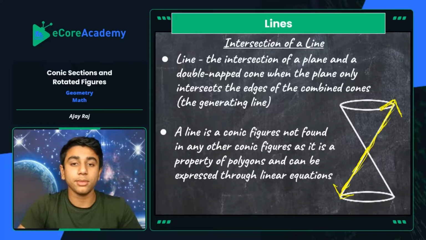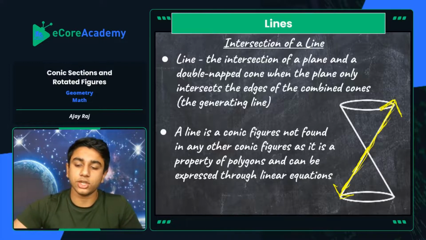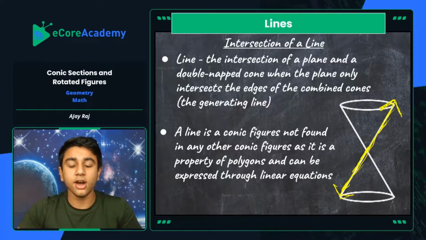And a point has no dimensions, which is our next type of conic section. So that's when that plane intersects this generating line here and forms another line, which gives us the property and generation of a line.